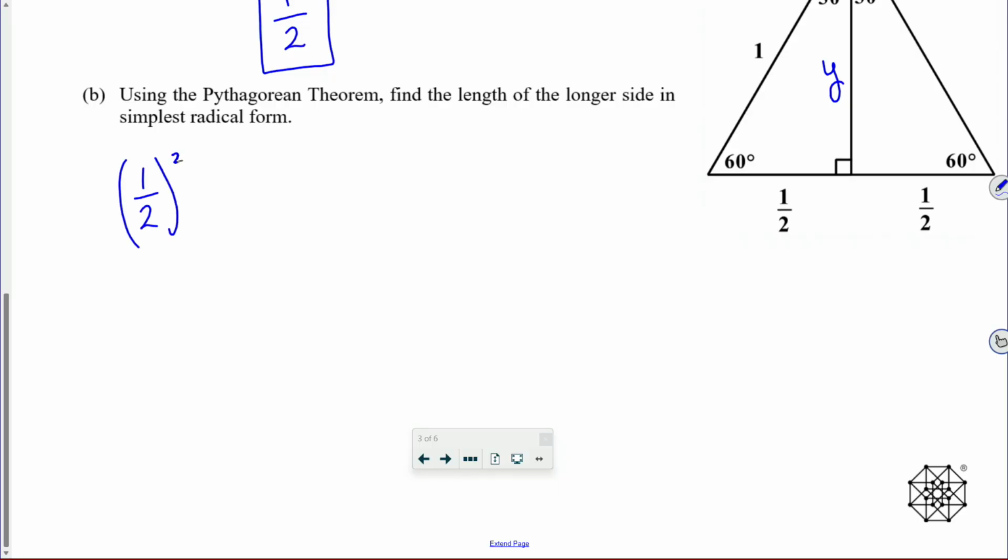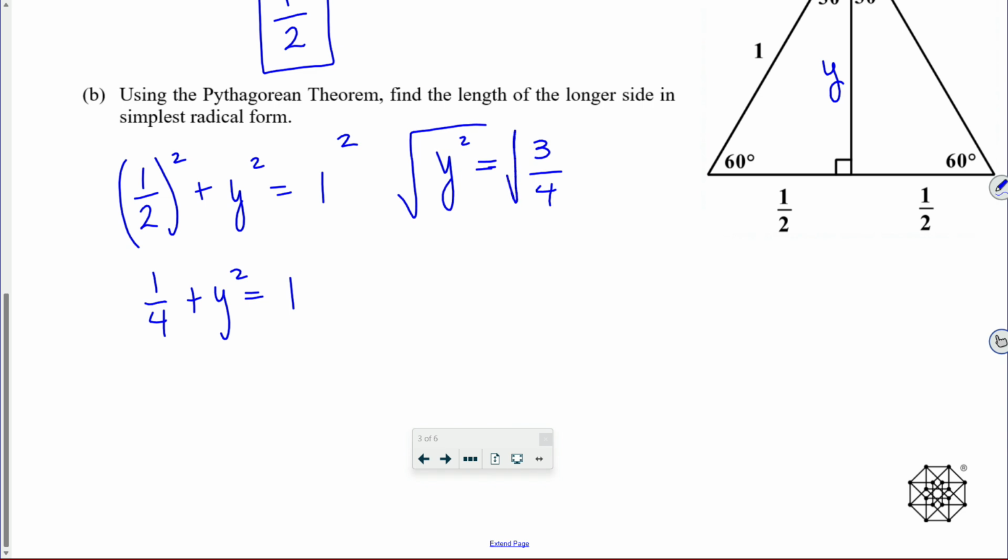We're going to have 1/2 squared plus y squared is equal to 1 squared. 1/2 squared is 1/4, plus y squared is equal to 1. That means if I subtract a 1/4 from both sides, y squared will be equal to 3/4. So I'll now take the square root of both sides. So y is the square root of 3/4.